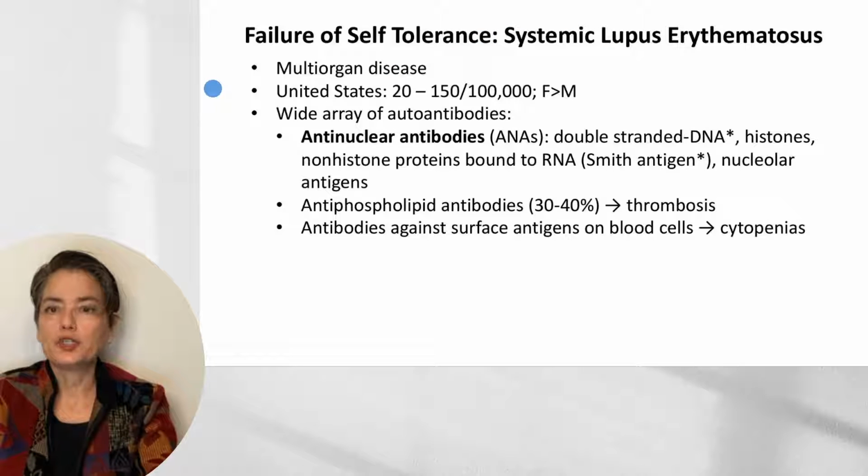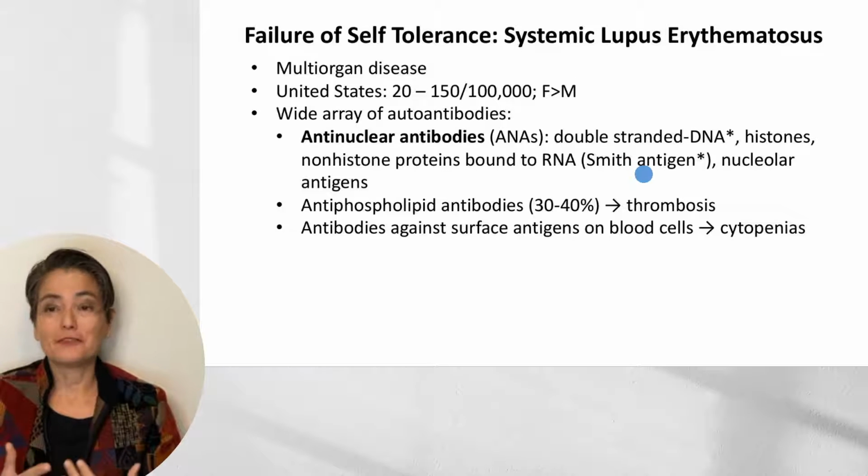It affects about 20 to 150 individuals per 100,000 in the United States, with some variation by population, and females are again affected more than males. And what we see in lupus is a wide array of autoantibodies, the most important of which are anti-nuclear antibodies, or ANAs. Several of these, we can get antibodies to double-stranded DNA, to histones, and to non-histone proteins bound to RNA, as well as nucleolar antigens. And two of these, this double-stranded DNA and our Smith antigen, which is a complex of proteins that binds to RNA, are most specific for lupus.